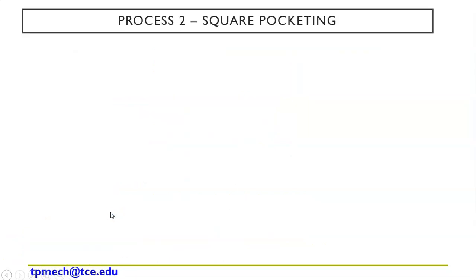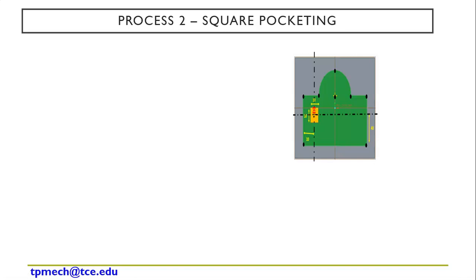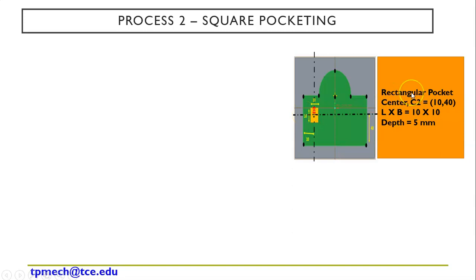So next is square pocketing. Okay, so this is our square pocketing. From our square pocketing we already took the data. What data do we need? The center of the square pocket, C2, is 10, 40; length and breadth 10, 10; depth is 5 mm. Right, so first I start by moving the tool to the center. So reach point C2, using rapid traverse. N015, G00, X10, Y40, Z5. Then the tool will go to this center.